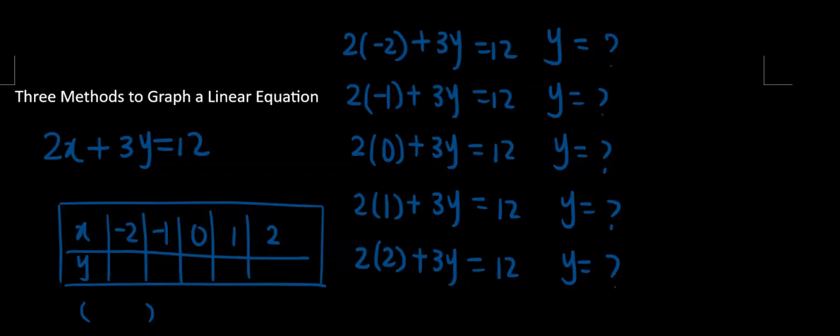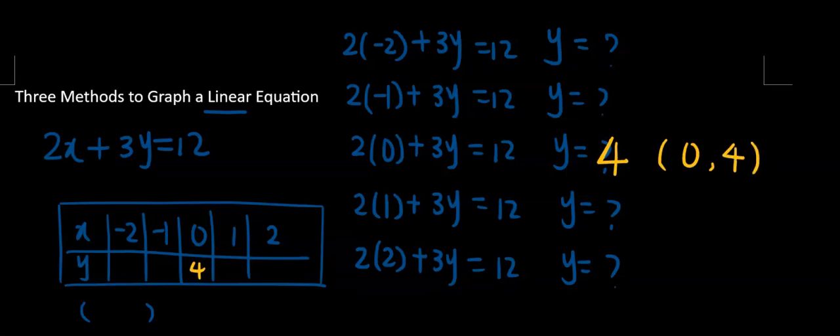And guess what? You only need 2 points to graph a linear equation, a straight line, right? Only 2 points. Therefore, I'm going to pick the 0 first. This one is going to be a simple fix. 2 times 0 is 0. 3y equals 12. Y is 4, which means I got 1 point, which is 0, 4.